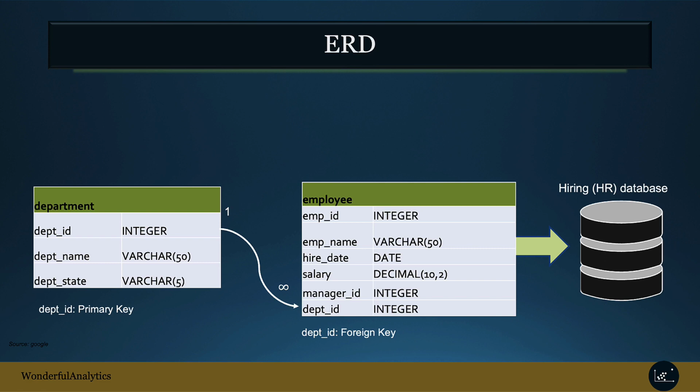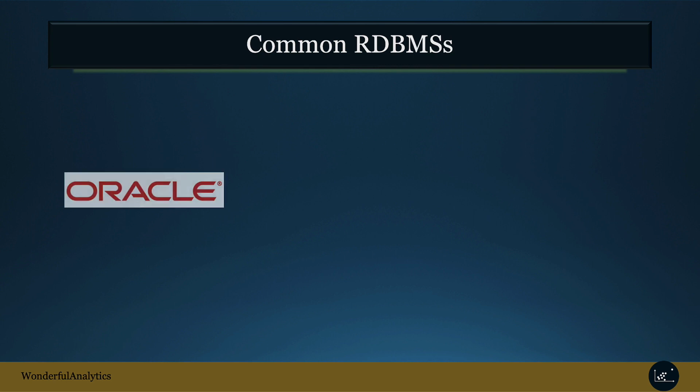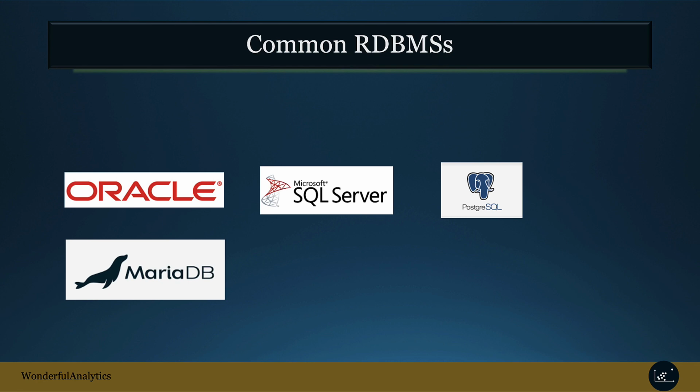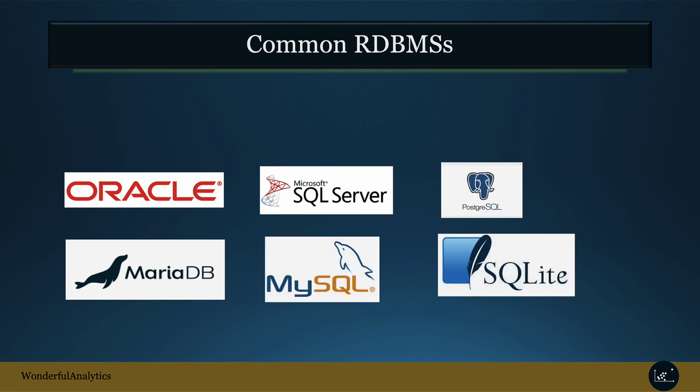Now, relational database management systems, let's talk about that a little bit in detail. As I mentioned earlier, SQL is used to query tables from relational databases. To manage the tables in relational databases, there are various management systems called Relational Database Management Systems, also known as RDBMS. The most commonly used RDBMS are Oracle, PL SQL, SQL Server, PostgreSQL, MySQL, MariaDB, SQLite, and so on.